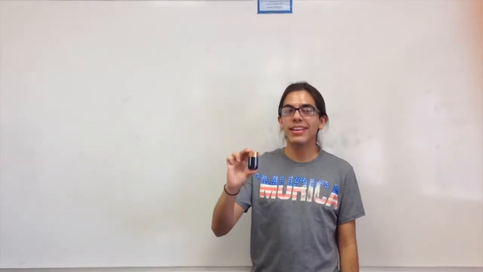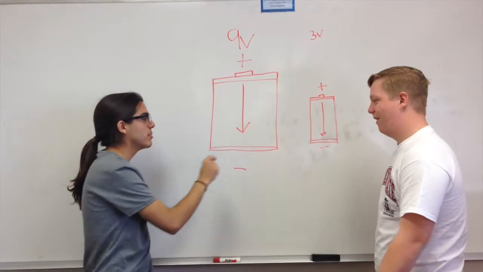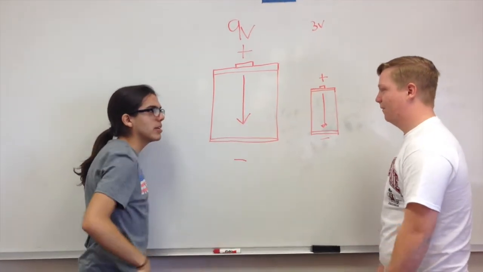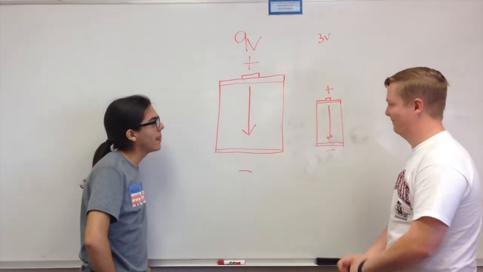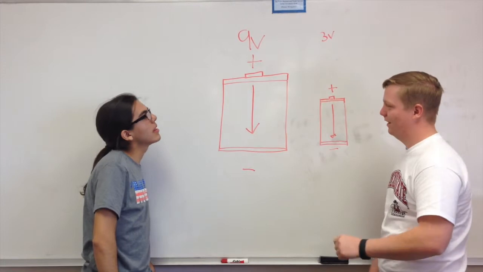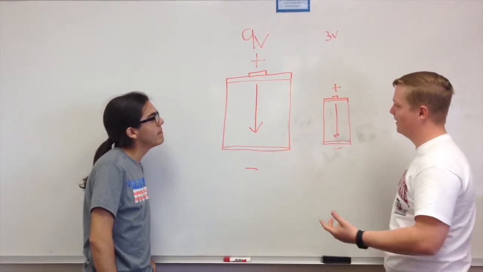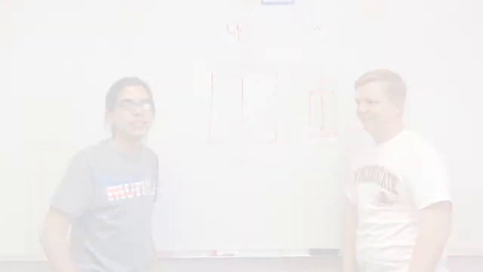A battery is an electric field in a can. Give me a similarity and a difference between these two batteries, aka electric fields in cans. Well, Tyler, both these batteries have the same electric field, but different potential difference because of their distance. Oh, okay.